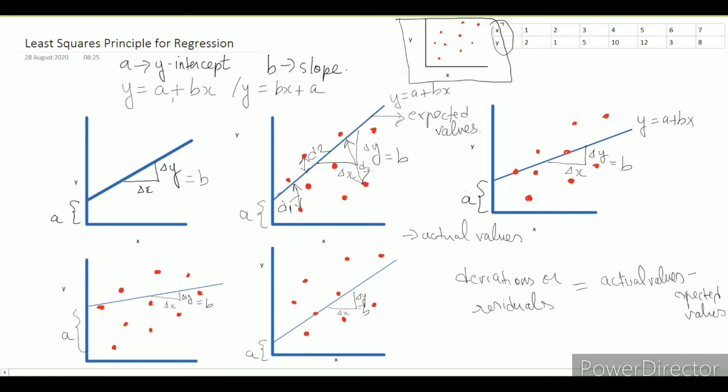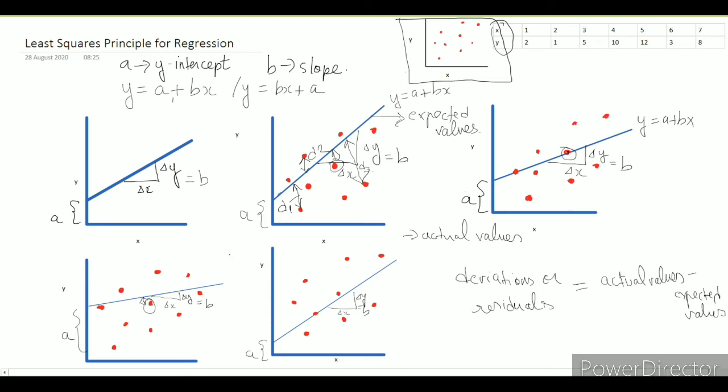So if we look here, by changing the shape of the line, the deviations also change. For this point, for this value of x, let us take this point. Now if this line looked like this, there's a deviation, right? But if this line looked like this, there's no deviation. The actual value is equal to the expected value. And if the line looked like this, for this same point, if we draw another line, now we have a deviation between the actual value and the expected value.